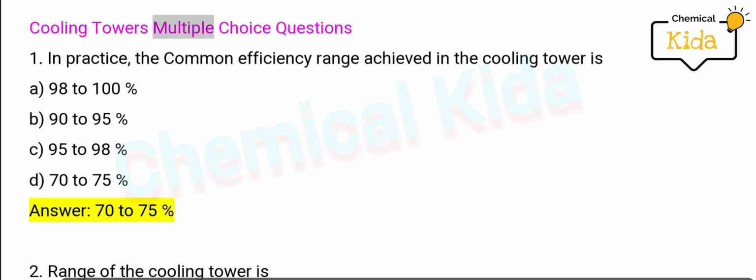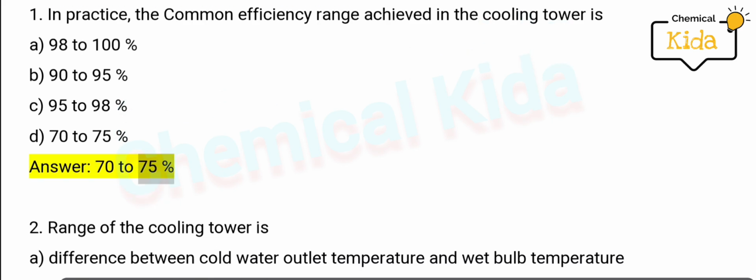Cooling towers multiple choice questions. 1. In practice, the common efficiency range achieved in the cooling tower is: A. 98 to 100%. B. 90 to 95%. C. 95 to 98%. D. 70 to 75%. Answer: 70 to 75%.